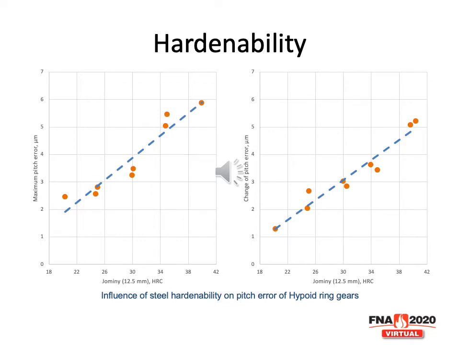And he noticed the pitch error, the change in the maximum pitch error, increased as the hardenability of the steel increased. Now this is the specific hardness at a given depth on the ring gears. And you notice almost a linear relationship between the hardenability and the pitch error.